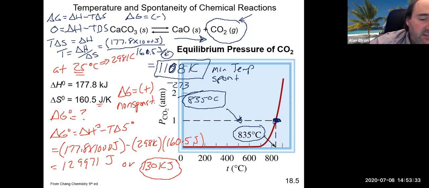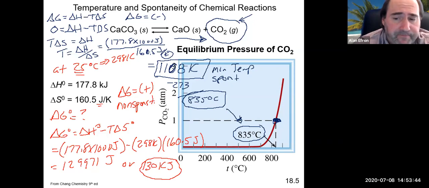So this equation as well, it's helpful to determine, is this reaction spontaneous? And if it's not spontaneous at that particular temperature, you can actually use it to determine what temperature it will become spontaneous, as we just did there, 835 degrees Celsius. Any questions on that there?